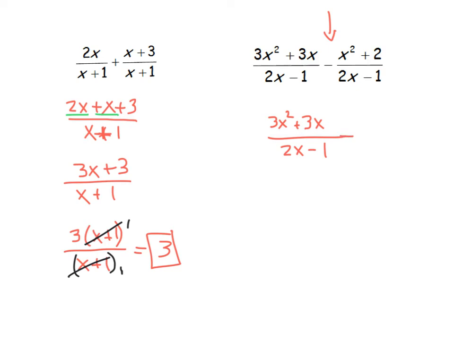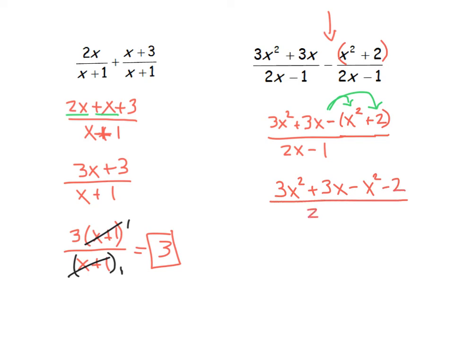Okay, now we're going to subtract the second set, or the second numerator. And again, if you put this in parentheses, it might help remind you that you need to distribute the subtraction sign to both of those terms. So let's rewrite that again. We get 3x squared plus 3x minus x squared minus 2 all over 2x minus 1.